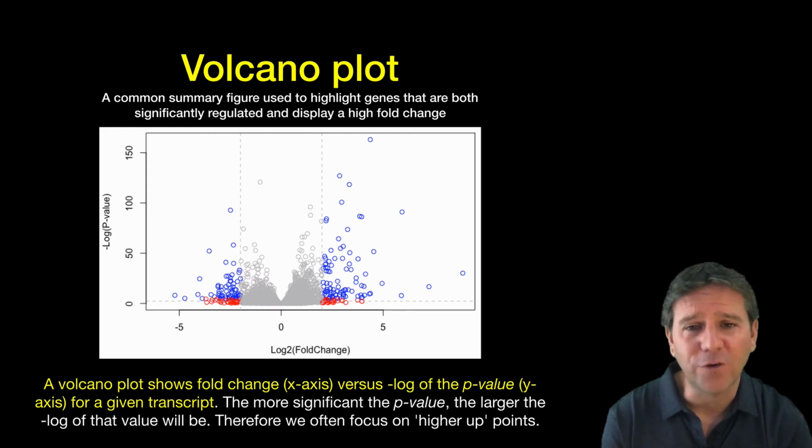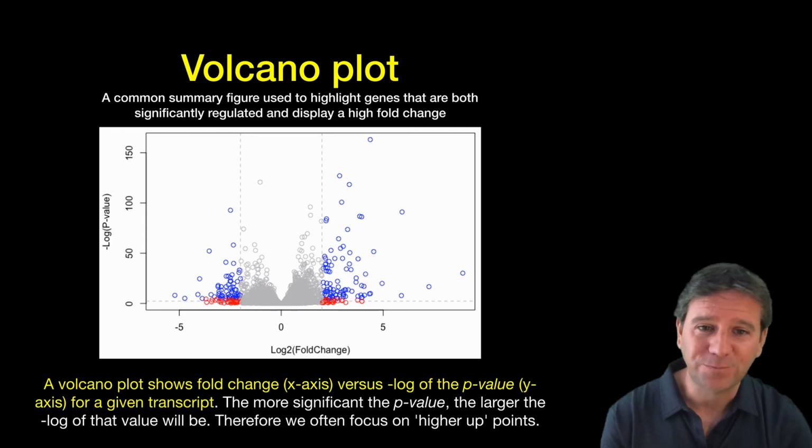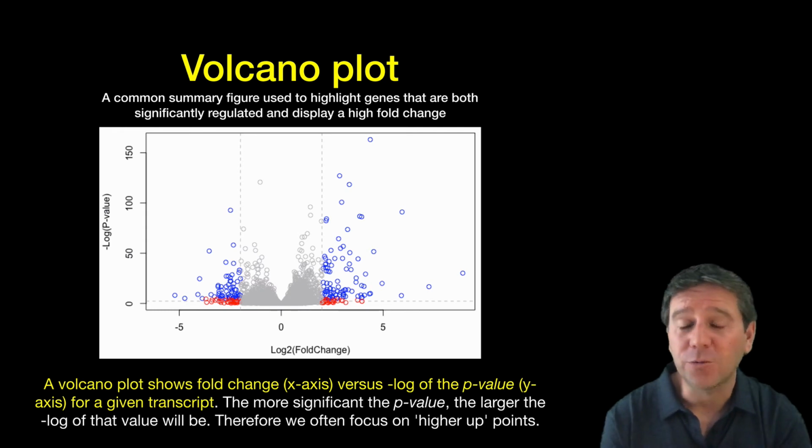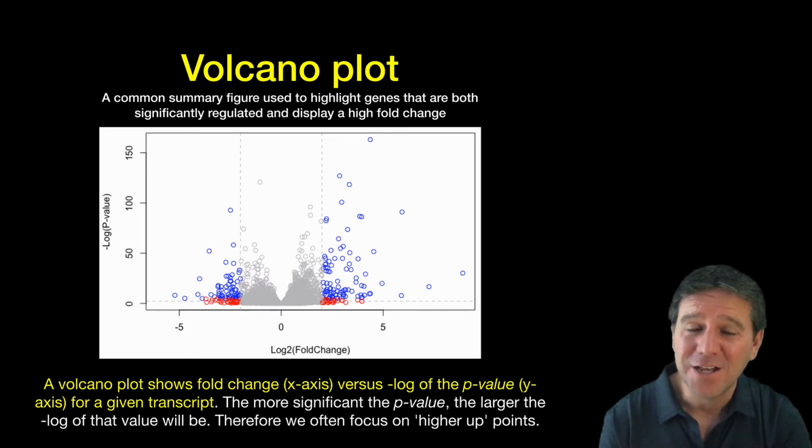Now the side vertical axis here, this is minus the log of that adjusted p-value. Again, we use log values here to spread out the values so we can examine them in more detail, and we use minus because we're interested in small p-values. Remember that small values mean significant changes, so we're going to use minus of the log here. So now the most significant changes are going to be at the top of this figure, towards the high numbers along this axis.